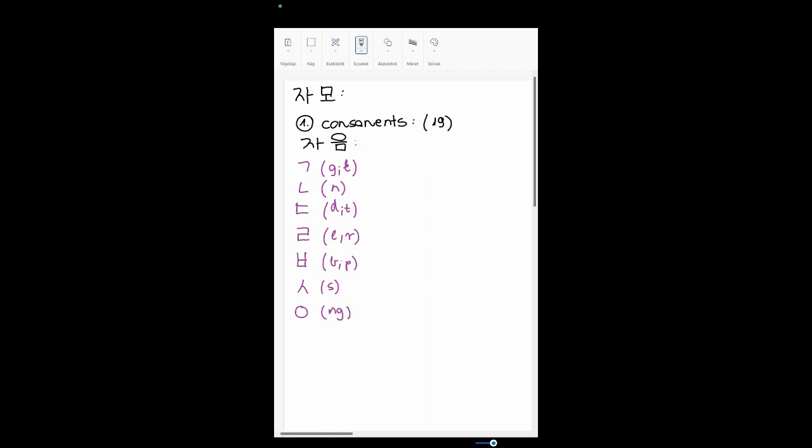This is a silent consonant, but most of all we say ang. And then J, and then a J with more pressure, and then there is K, T, P, H.